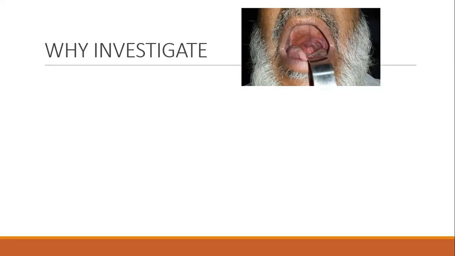But from your point of view, at your stage, you do investigation to confirm the diagnosis and to see the extent of the lesion. So obviously on examination, you have got some idea of the extent of the lesion, but there are certain areas in the oral cavity and pharynx where you can see the extent of the lesion with the CT scan or MRI. And why do you want to see the extent of the lesion? So that you can decide whether this tumor is resectable or not.